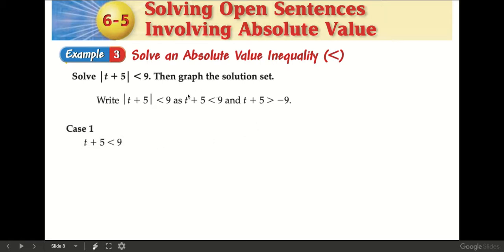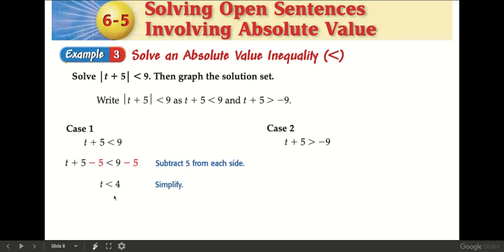Case one would be the positive version, t plus 5 less than 9. Case two would be t plus 5 greater than -9. So these are my two cases that I'm solving. I'm going to subtract 5 from both sides, and it leaves me with t is less than 4. Now let's solve this one. Subtract 5 from both sides, and I get t is greater than -14.